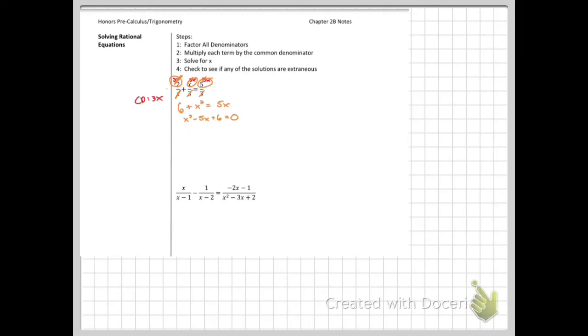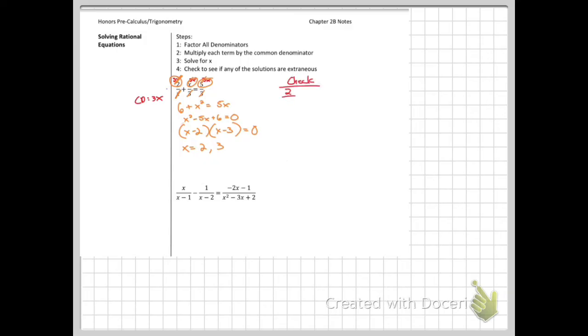This is factorable. It needs to multiply to be positive 6, but add to be negative 5. So negative 2 and negative 3. Practice your factoring. Zero product property gives me 2 and 3 as potential answers. But because this was a fraction problem, we need to go back and we need to check our answers in the original equation. So I'm going to check.